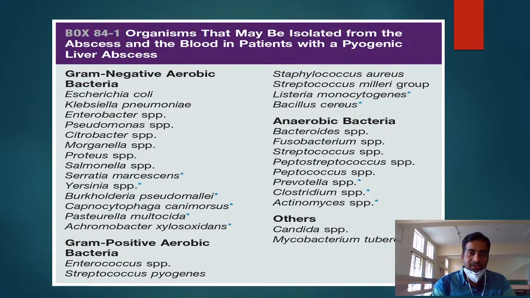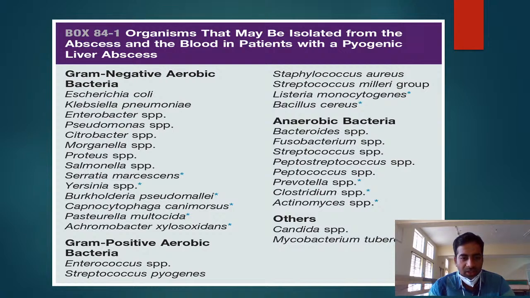So, what are the organisms causing pyogenic liver abscess? You have gram-negative aerobic bacteria, which includes E. coli, Klebsiella pneumoniae, Enterobacter, Pseudomonas, Citrobacter, Morganella, Proteus, Salmonella. So, all these are the gram-negative aerobic bacteria.